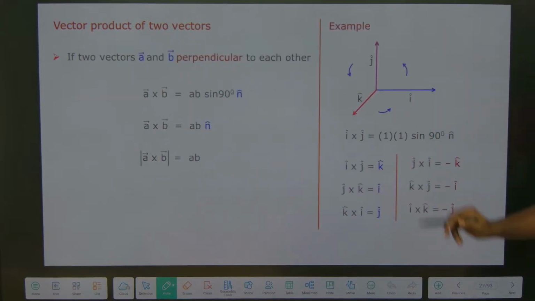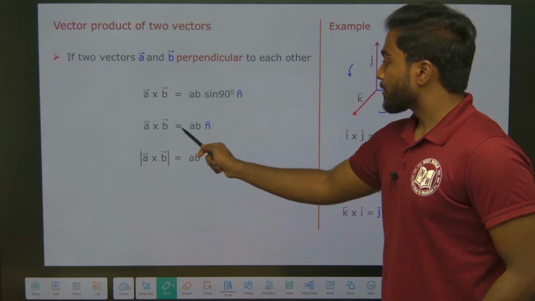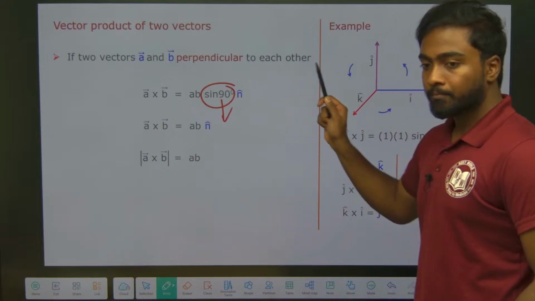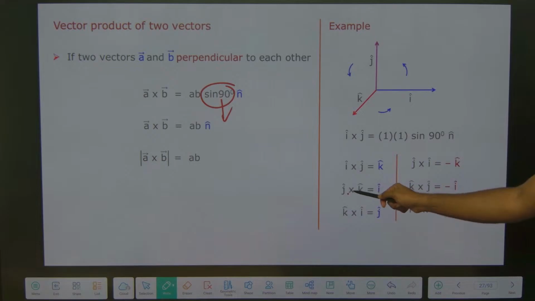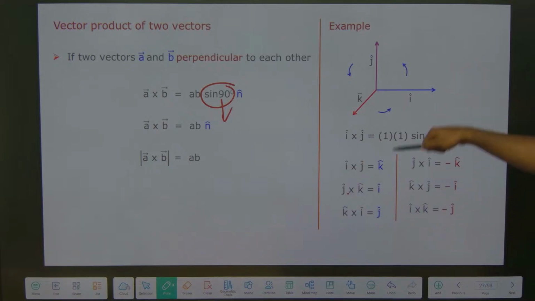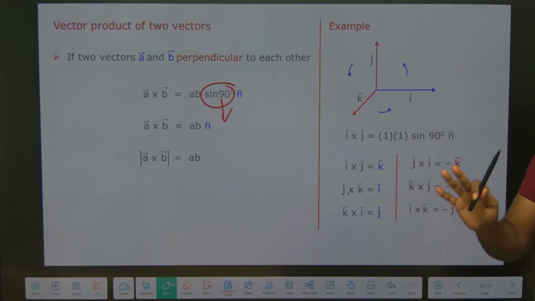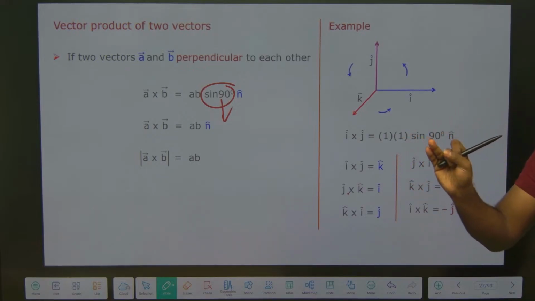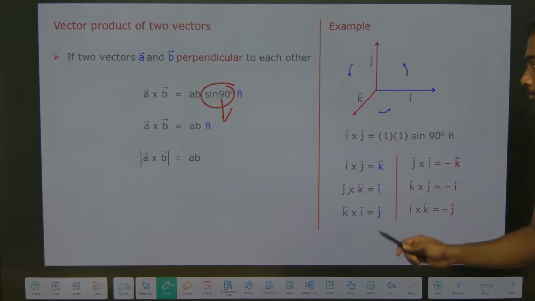See here. A cross B will be equal to AB sin 90, and sin 90 is 1. So here we have seen I cross J will be equal to K, J cross K will be equal to I, K cross I will be equal to J. Yes? So J cross I will be equal to minus K, K cross J will be equal to minus I, and I cross K will be equal to minus J. Simple thing, I, J, K are the three things. If two are given, the third will be unknown, but only the direction we should remember.